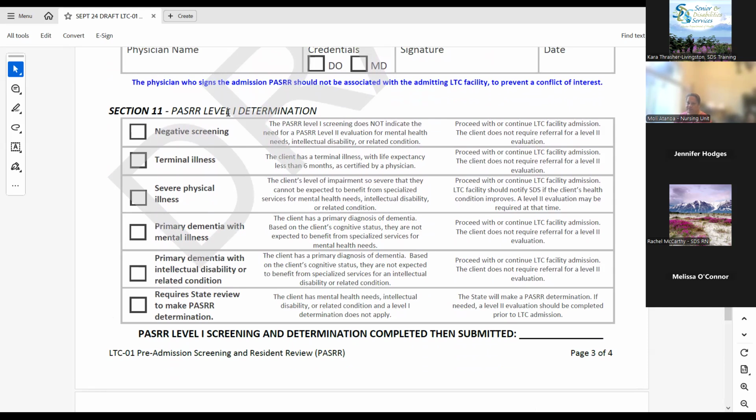Terminal illness, severe physical illness, whether there's a primary dementia diagnosis with a mental health illness or with an ID or RD condition, or that a level 2 is triggered. Sorry, I'm seeing some questions pop up in the chat.